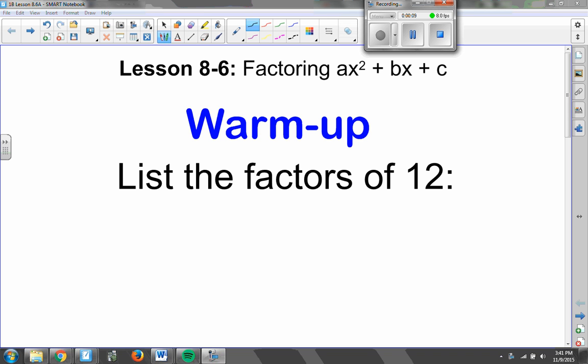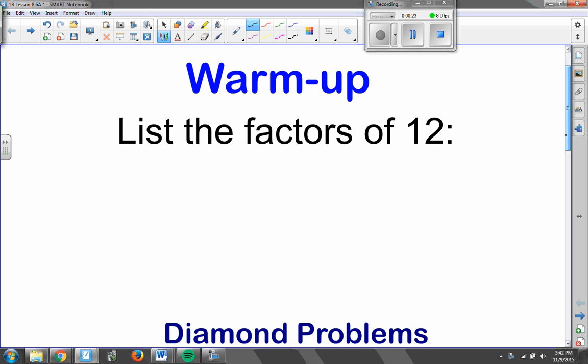Today we're going to be talking more about factoring, or learning a new skill in order to do some more complicated factoring, where we're going to have a number in front of our x squared in a quadratic. That is where we're heading, but for today we're just going to talk about a new skill that we will use tomorrow in order to do that.